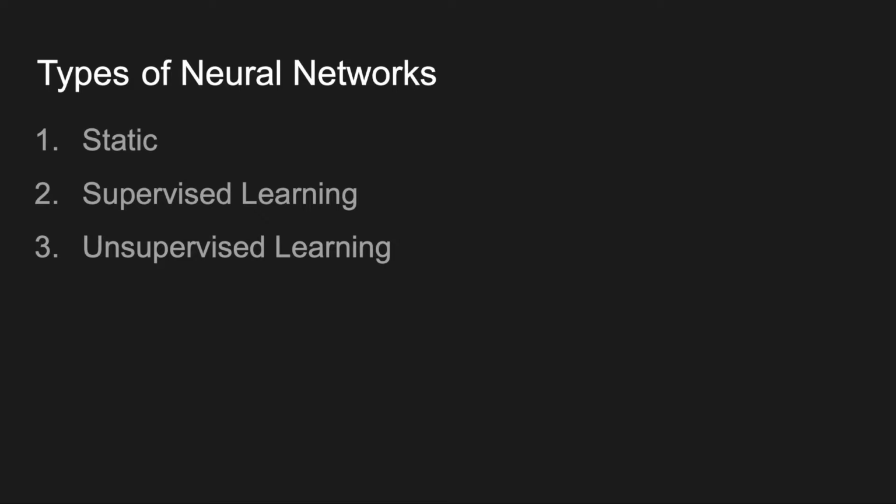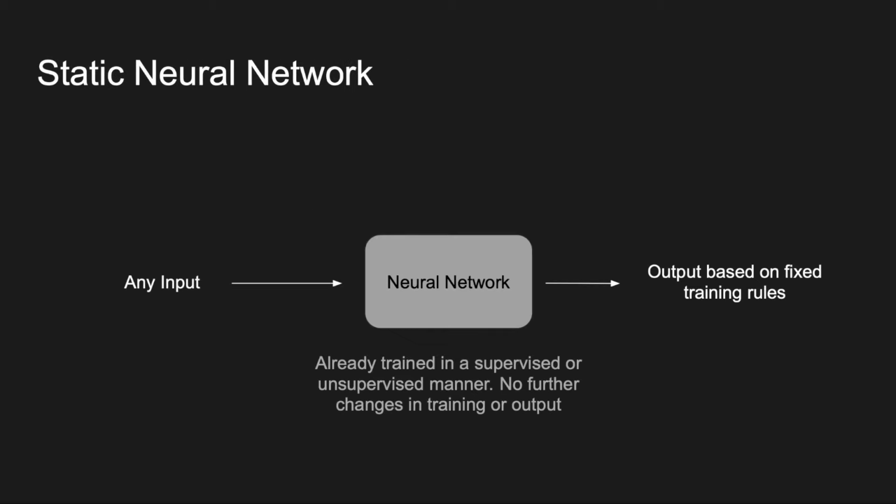Now, there are three different types of neural networks that one can choose from. The first type of neural network is a static neural network. A static neural network is essentially a pre-trained neural network. And the second type is a neural network that undergoes supervised learning, and the third is one that undergoes unsupervised learning. We'll be covering both supervised and unsupervised learning in this session. Let's first start with looking at a static neural network.